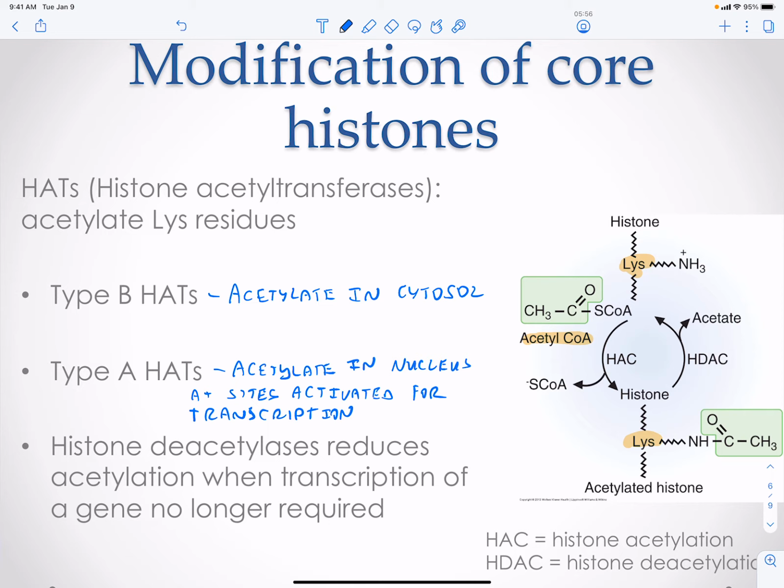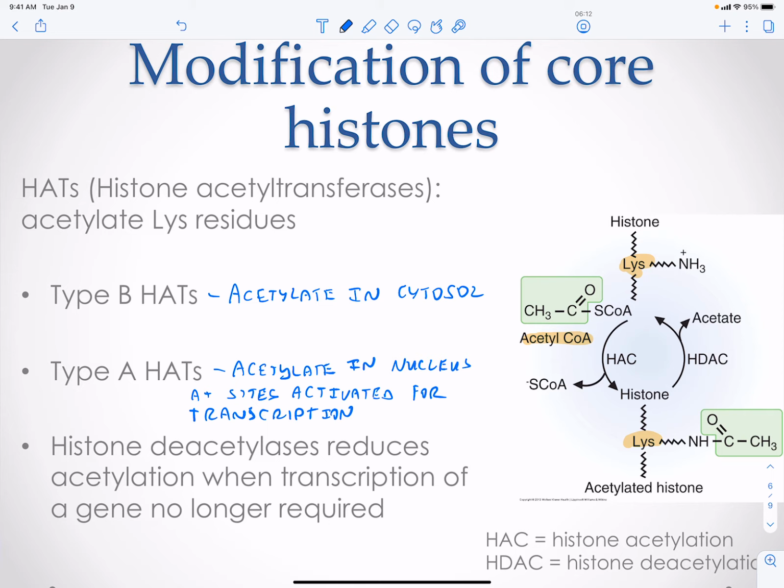We're also going to have deacetylases. Deacetylases are going to reduce acetylation when transcription is no longer required. So when you're going to shut down the production of the protein, you can deacetylate the areas.